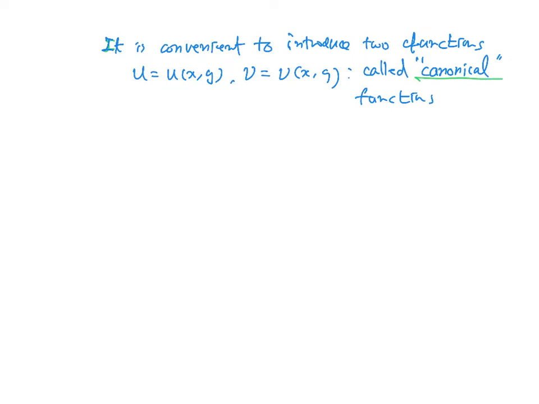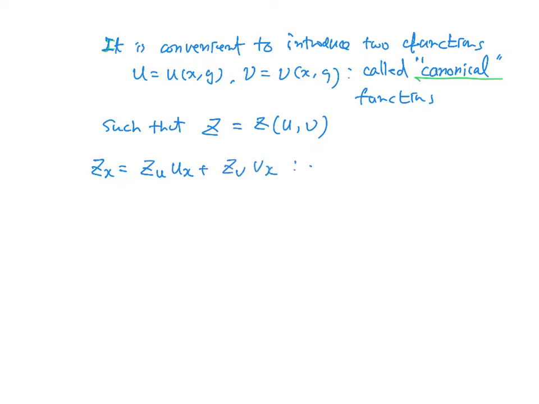Canonical functions, and such that z is z_u u plus z_v v. Then I'm just going to repeat the results that we obtained before. So z_x is, you differentiate z by u: z_u u_x plus z_v v_x. It's called the chain rule. I think you must be familiar with this.